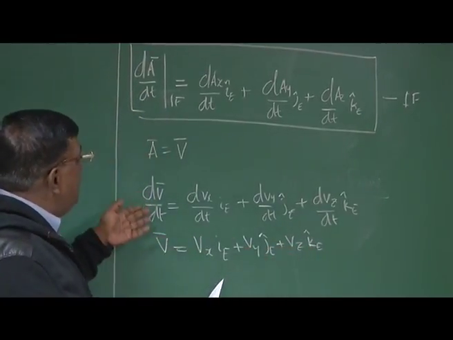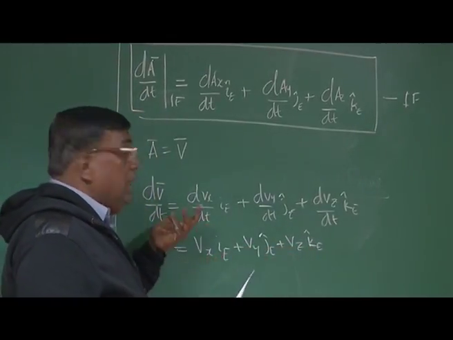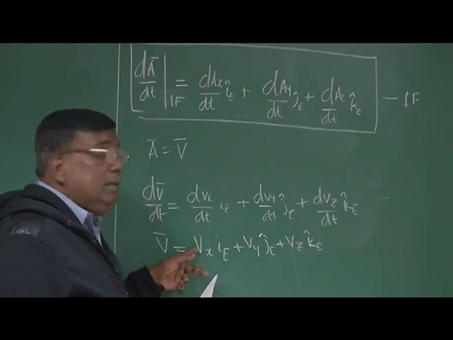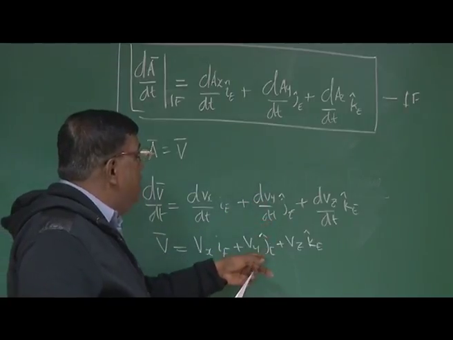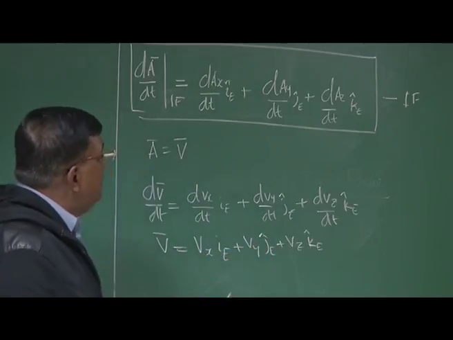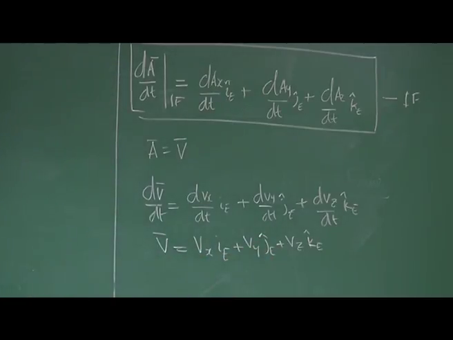So what will be the acceleration? Because it's the inertial frame, along x, acceleration will be dVx by dt. Along y, it will be dVy by dt. Along z, it will be dVz by dt. Okay? Correct? So this is very, very clear now. And inertial frame, no problem, that we have been doing.